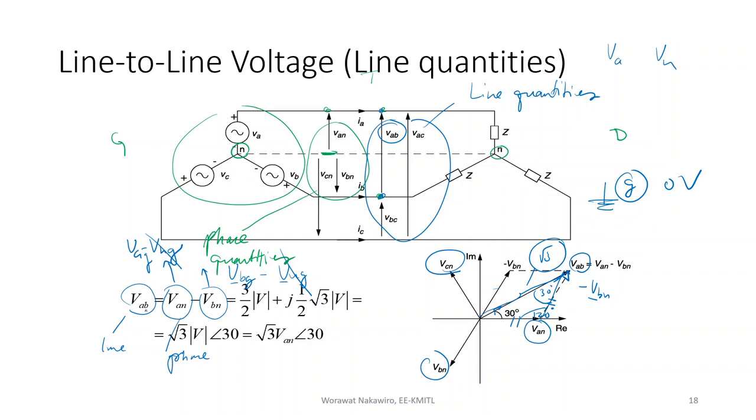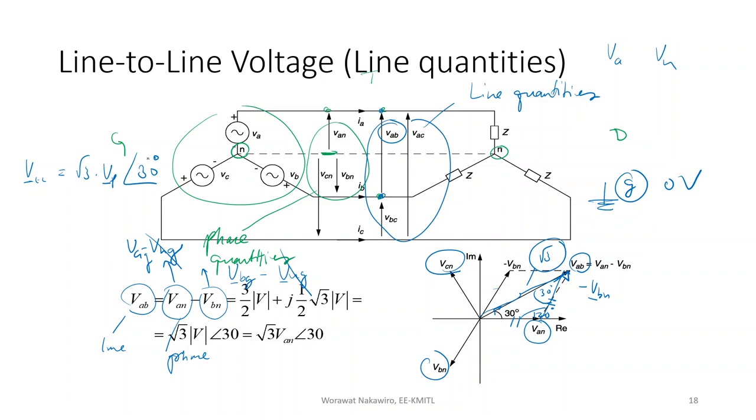You can write a relationship that V line to line, okay, is equal to square root 3 times V phase. So if I write it in terms of the complex quantity, I have to put the angle shift of plus 30 degrees. Okay, I have to put the angle of 30 degrees.